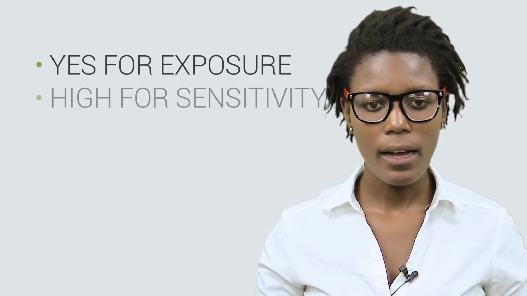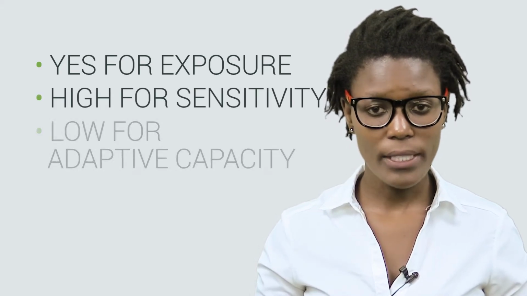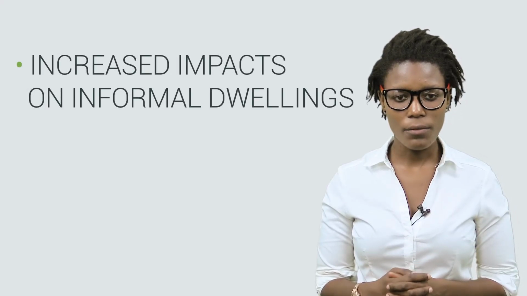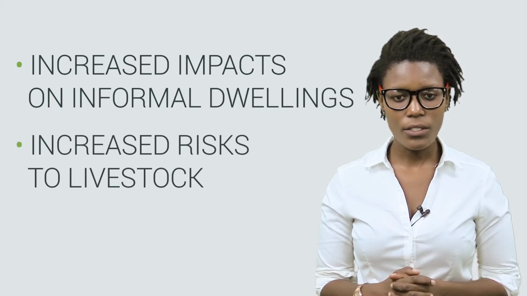You should therefore make a list of the indicators that you scored the following for: yes for exposure, high for sensitivity, low for adaptive capacity. We went through the 2 examples in the previous videos. These were increased impacts on informal dwellings and increased risk to livestock. For the first example, increased impacts on informal dwellings, you scored yes for exposure, high for sensitivity, and medium for adaptive capacity. This is not a priority indicator because you scored medium for adaptive capacity. So there are systems in place to deal with this issue.